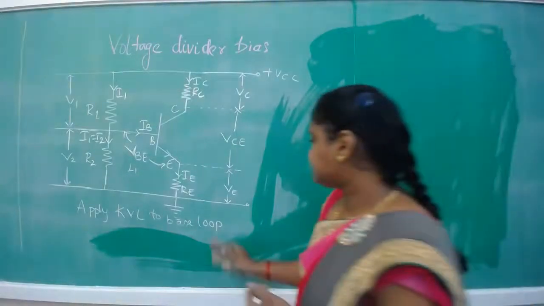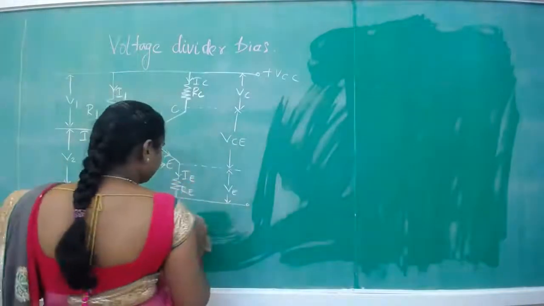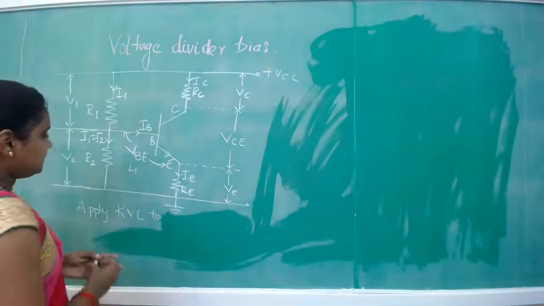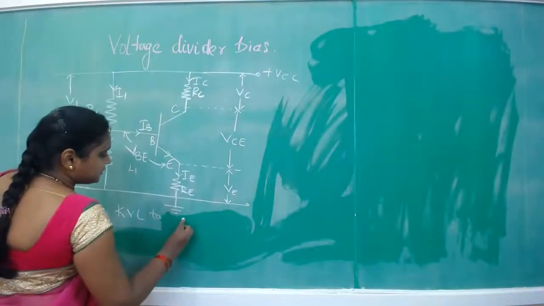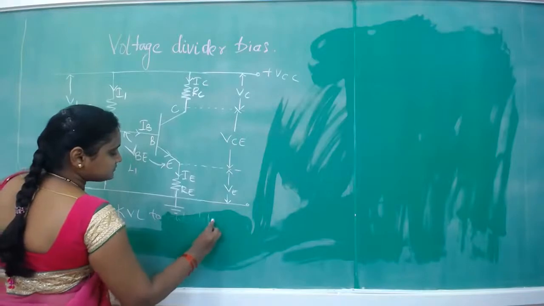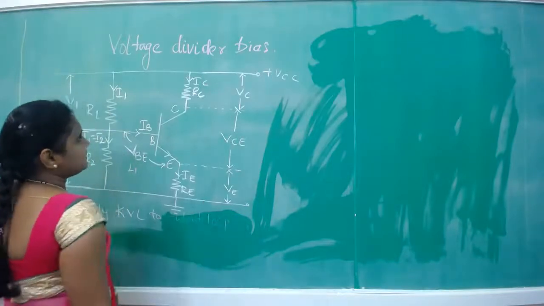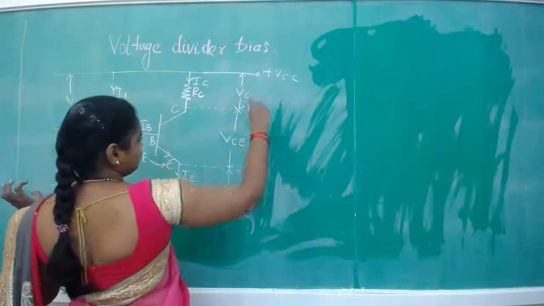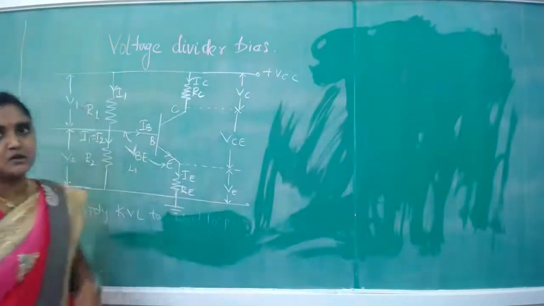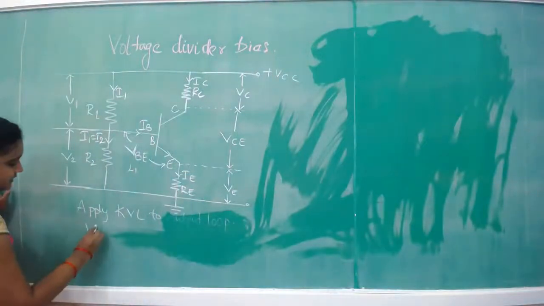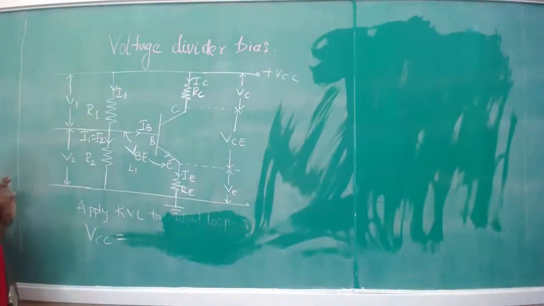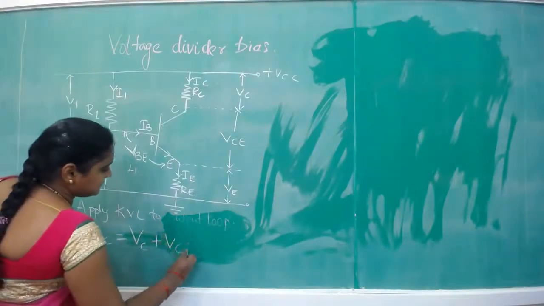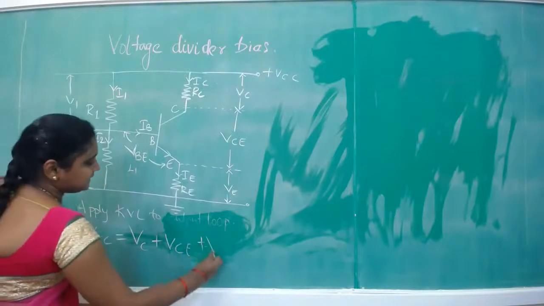Now moving to the output loop, otherwise the collector loop. Apply KVL to output loop. So what will we get now? This voltage VCC is equal to this plus this plus this. Okay. VCC is equal to VC plus VCE plus VE.